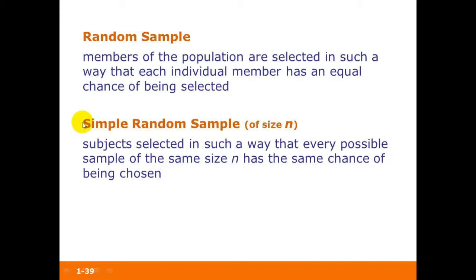A simple random sample is a little bit more complicated because for this we still want to have each individual member having an equal chance of being selected, but we also have to do this in a way so that every possible sample of size n has the same chance of being chosen. So whatever size we want our sample to be, say we want it to be size 10, we have to do this so that every possible sample of size 10 has the same chance of being chosen.